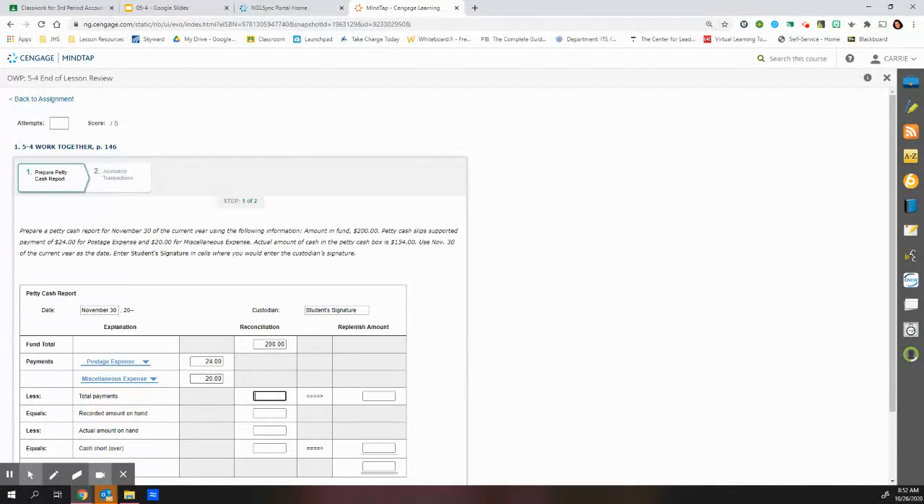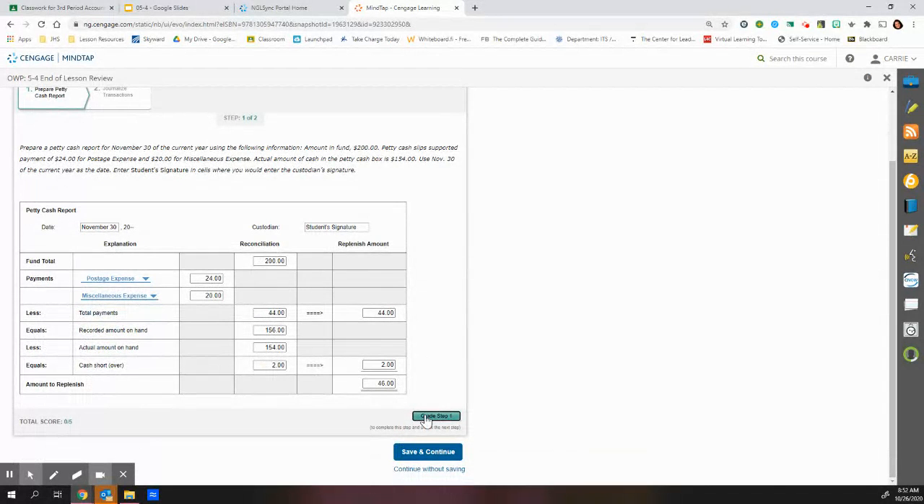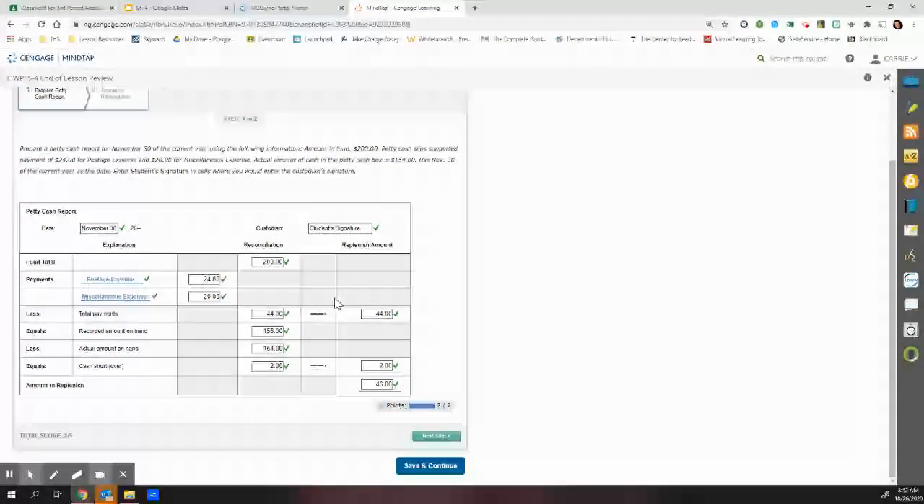So the total payments are $44, and I bring it over here. Now, the recorded amount on hand. We should have $200 minus 44, which is $156, right? In this case, it's saying that we have $154. So the actual amount on hand is $154. So how much are we short? We're short $2, so we need to put that $2 there. And so we need to write our check for $46 to replenish our fund. So let's grade step 1. Okay, that's correct, no errors.